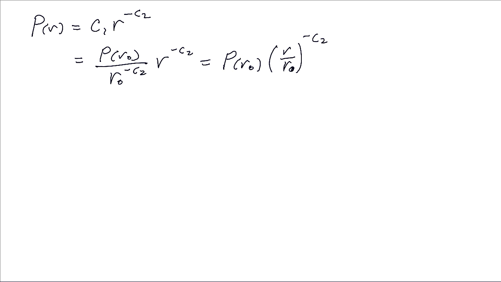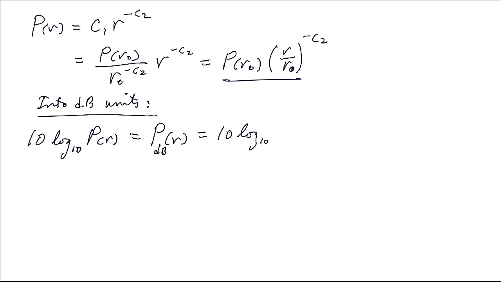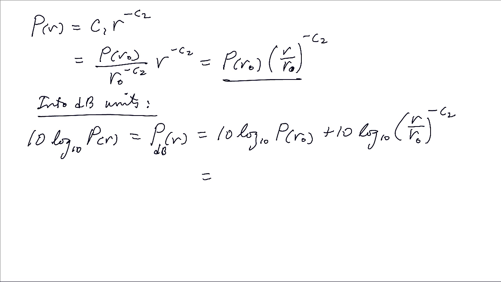Okay? And we can convert this equation into decibel units by taking 10 log 10 of both sides. And when I take 10 log 10 of the left-hand side, it's simply P of r in decibel units. And this is 10 log 10 of a product, so it is the sum of those logs of, now I have r over r naught to the minus C2. And this first term is just P of r naught in decibel units.